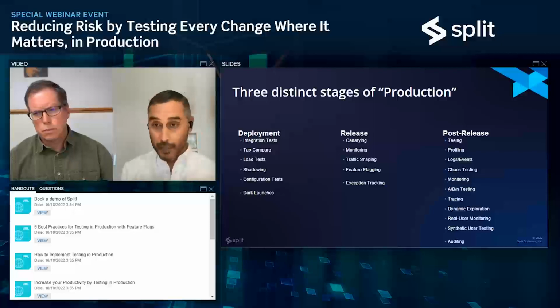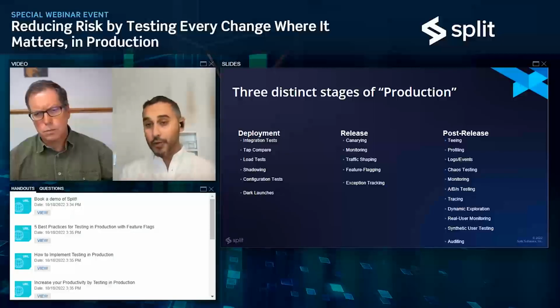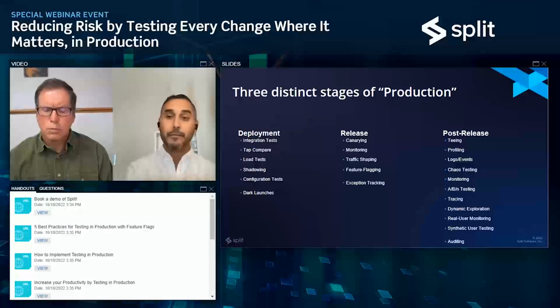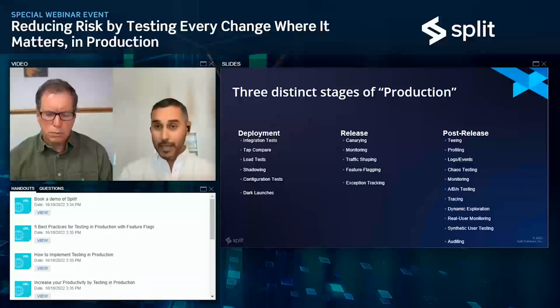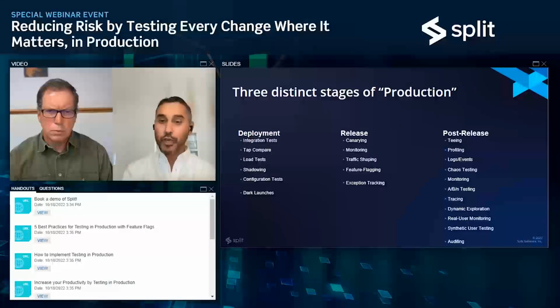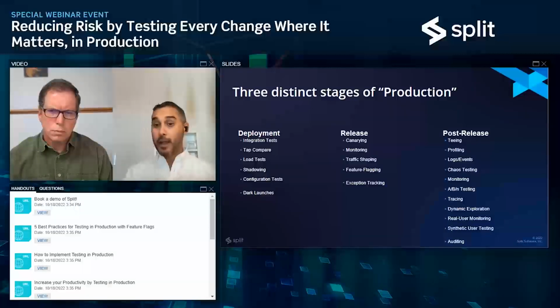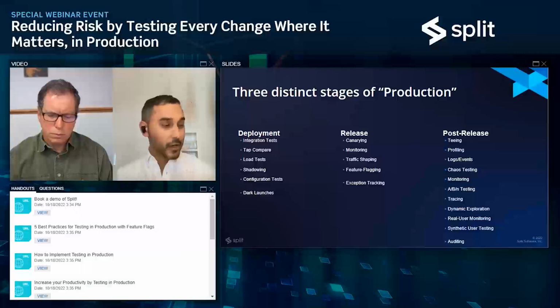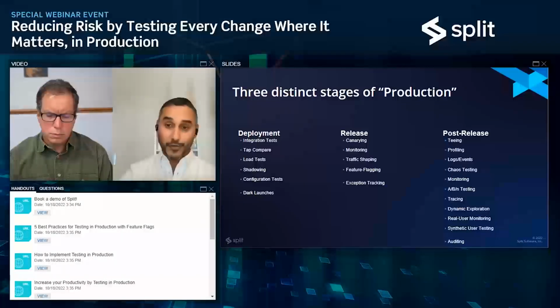And lastly, post-release. There are so many different things you do post-release. Teeing is the ability to take a particular set of issues in production and route them to a lower environment where your debugging might be enabled at a higher threshold, so you can reproduce the exact issue and then debug it more deeply than you can in prod. Profiling, logging and events, chaos testing, something that Amazon and AWS pioneered with their Chaos Monkey and later on Chaos Gorilla. More monitoring and continuous monitoring.